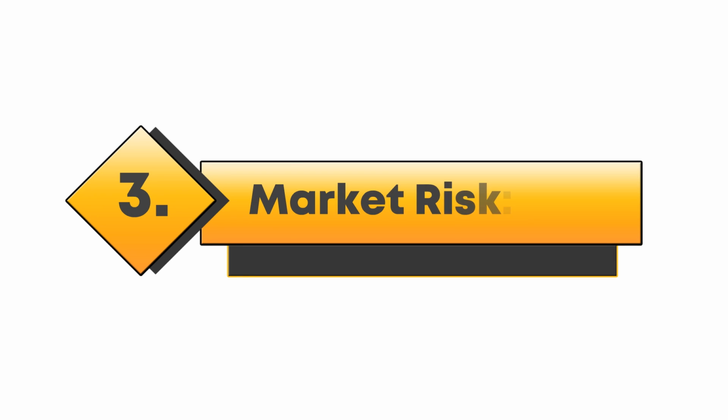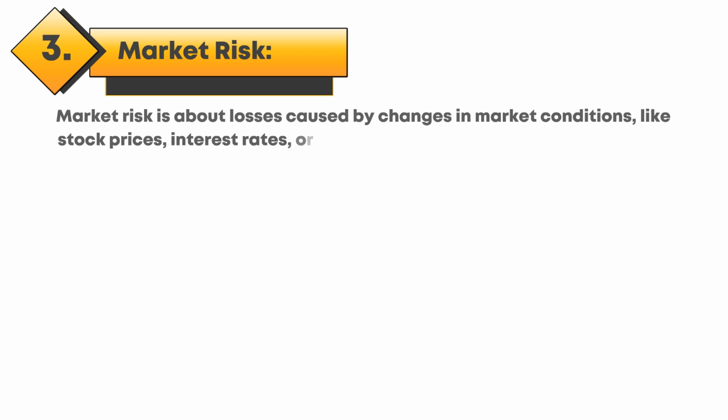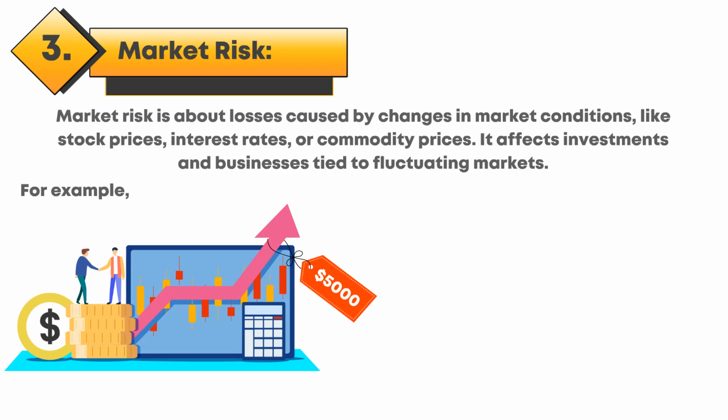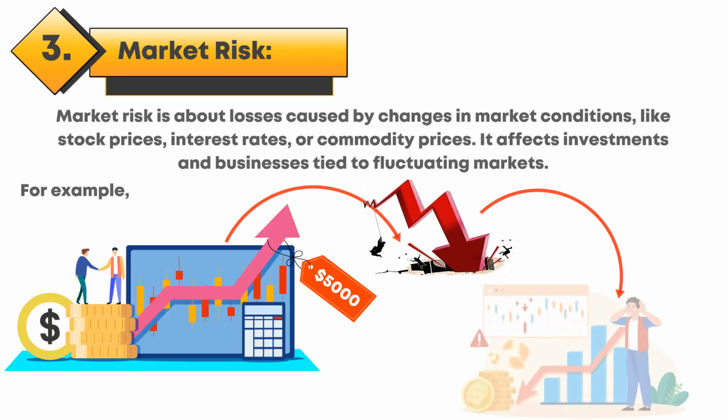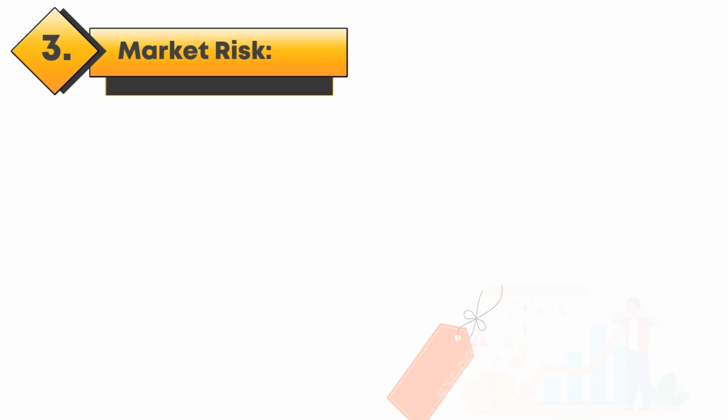Now, let's discuss market risk. Market risk is about losses caused by changes in market conditions, like stock prices, interest rates, or commodity prices. It affects investments and businesses tied to fluctuating markets. For example, suppose you invest $5,000 in a tech company's stock. If the stock market crashes or the tech sector takes a hit, your investment could drop to $3,000. That's market risk hitting your portfolio. Now let's find out how to manage it.